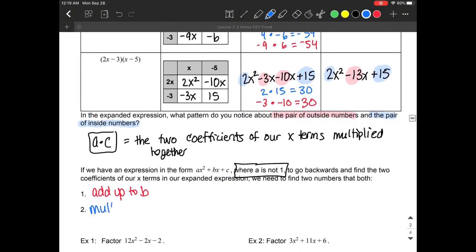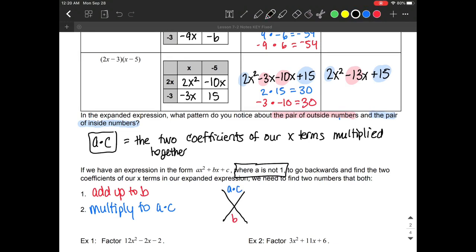Multiply to a times c. So we can use the diamond again for this. We're going to use the diamond again for this. I need more space. The diamond again. We need two numbers that multiply to a times c and add up to b.